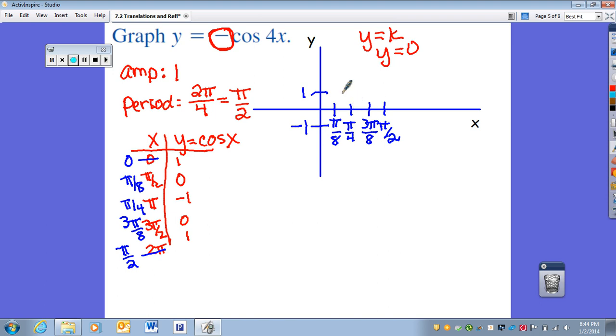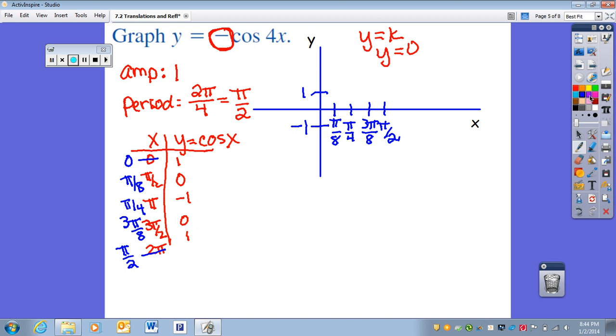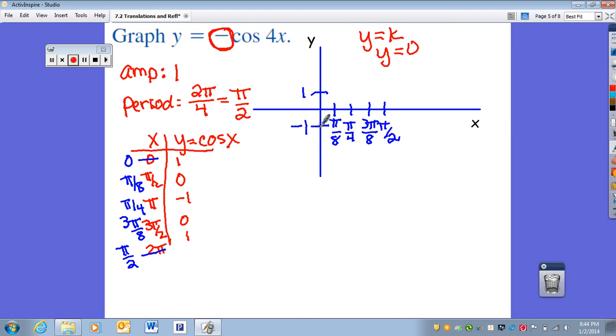However, we need to reflect our graph over the x-axis. So when we do our reflection, instead of starting at positive 1, we're going to reflect that and it's going to be at negative 1. Still at 0. Then instead of negative 1, we're flipping it over to the top, which would be at positive 1. Back to 0, and then instead of positive 1, we're reflecting that over, so it will be at negative 1. So basically, we have turned our cosine function upside down with our negative leading coefficient.